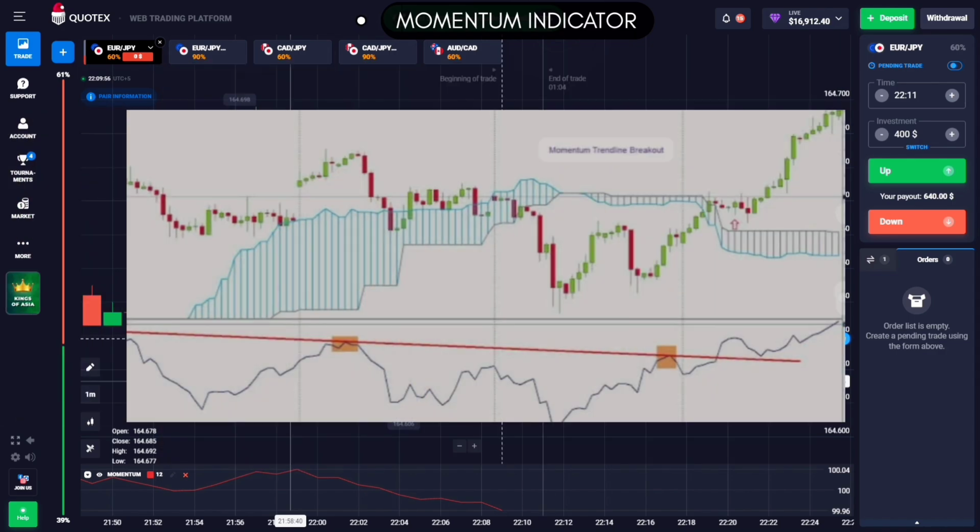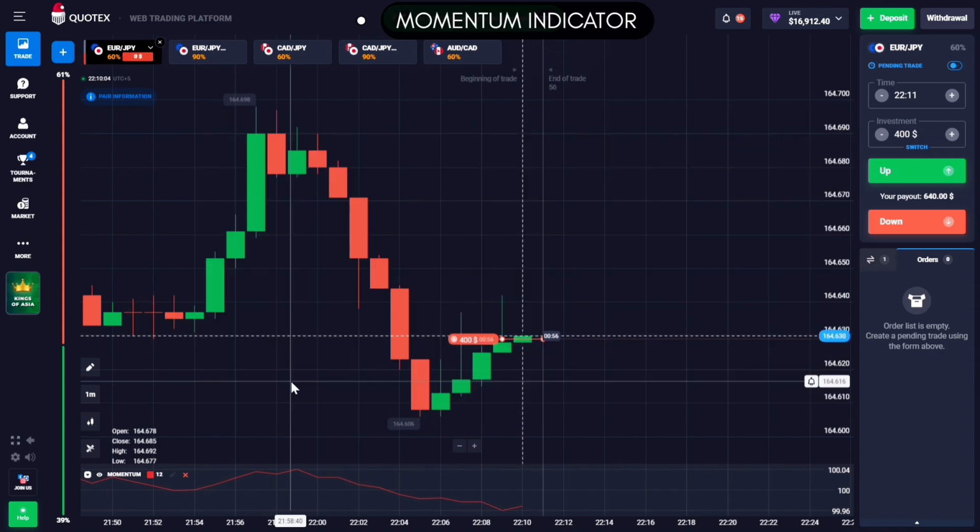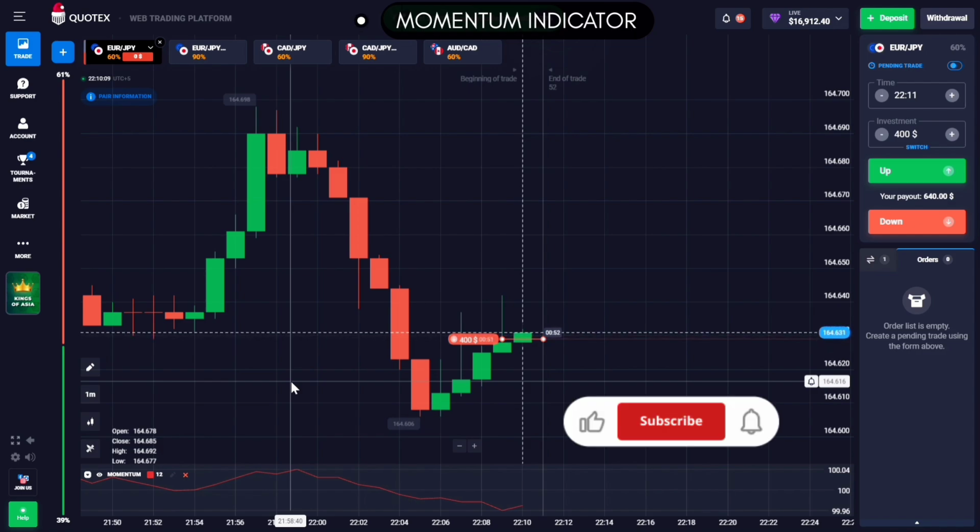Final tips. Momentum indicators work best in trending markets. Avoid relying solely on it. Use additional confirmation tools. Always set stop-loss orders to manage risk.